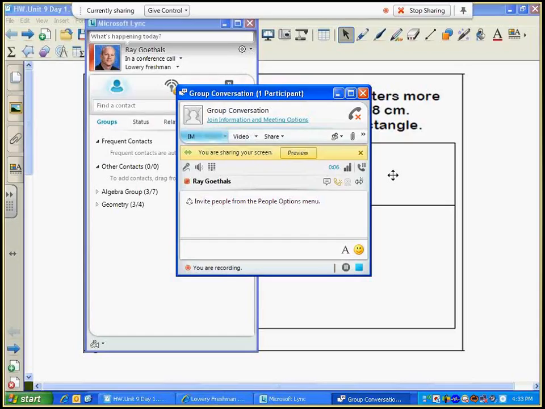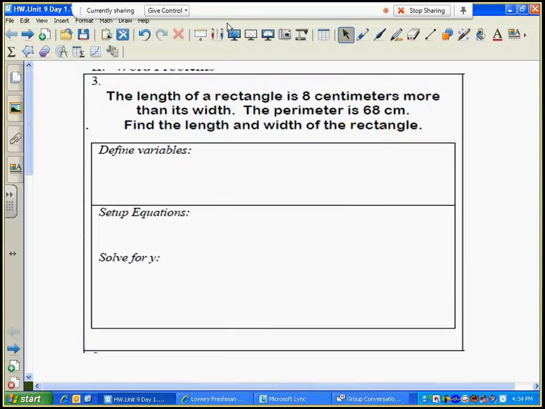Okay, guys, as I promised, a little bit of help on the word problems from your day 2 homework. Or actually, this is the day 1 homework that's attached to the day 2 video. Let's start with number 3 on the word problems here.